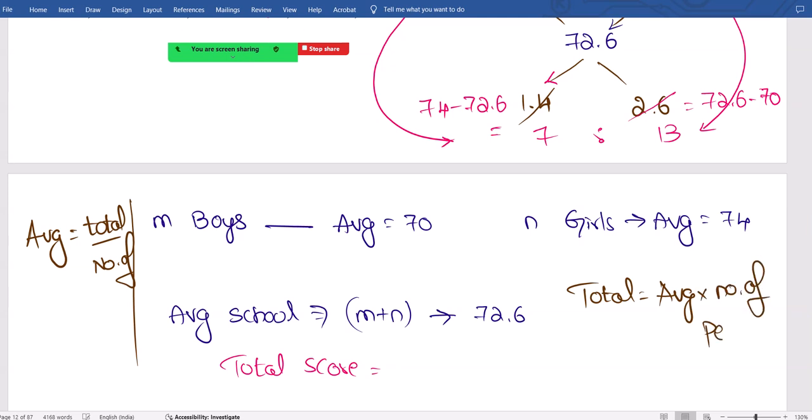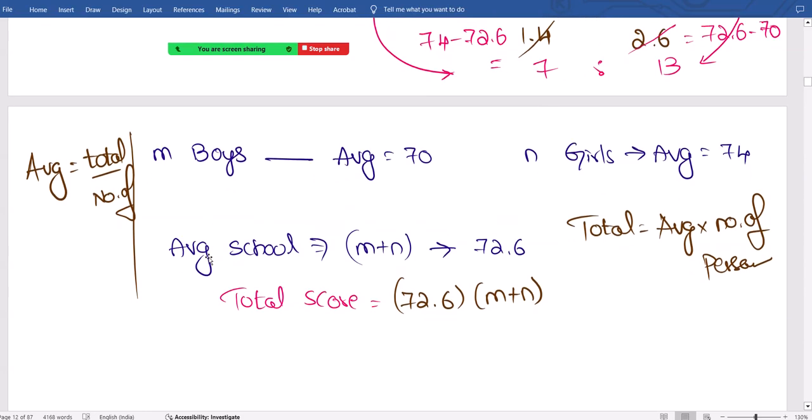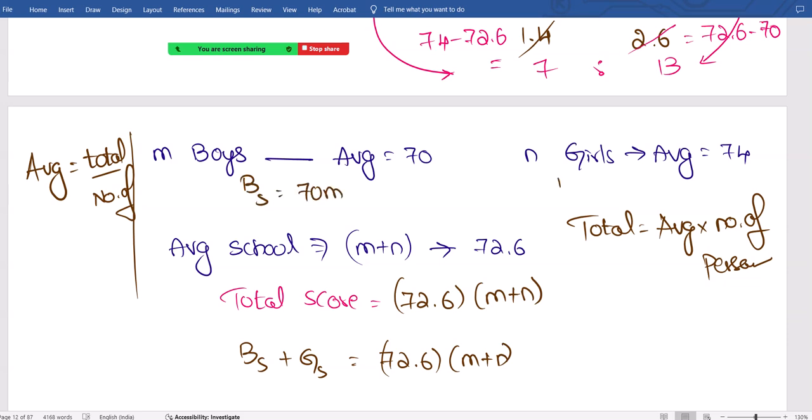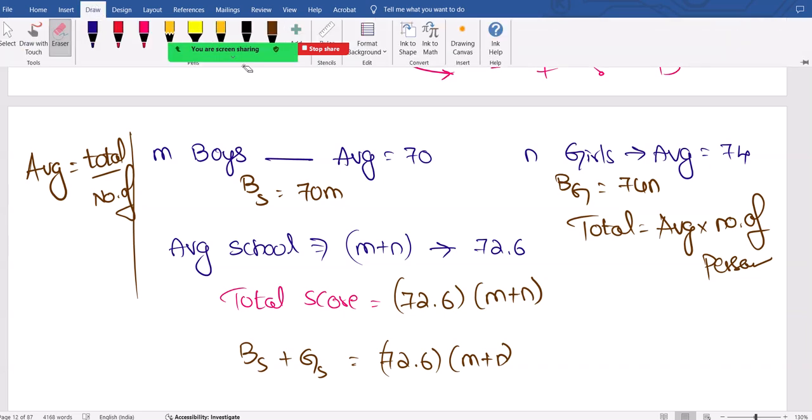Here this is regarding total score. So the total score is the average 72.6 into the number of people, m plus n. I can also write total score is boys score plus girls score. What is the boys score? See, total boys score is average 70, number of people m. Total girls score is average 74, number of girls n. That's what we can copy on this side, right? So boys score plus girls score.